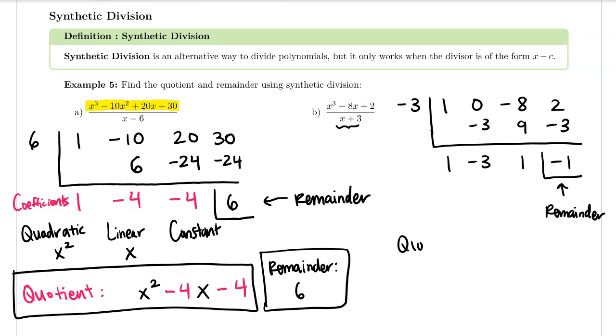So let's talk about our quotient, which is our first. So this is going to be constant. This is going to be linear, and this is going to be quadratic. So it's going to be 1x squared minus 3x plus 1, and then our remainder is -1.